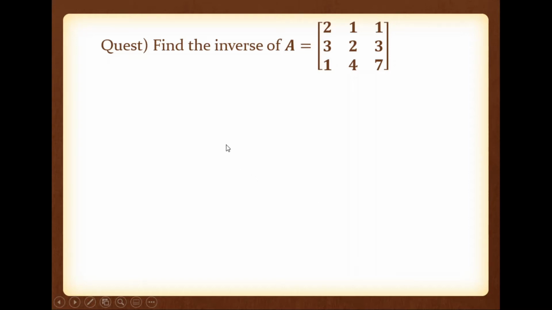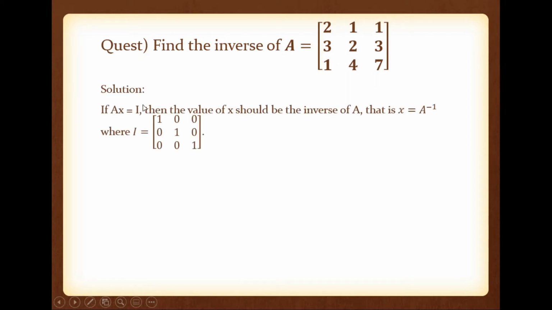What is inverse? Inverse means if you are multiplying A with another matrix X, then the product must be an identity matrix, right? So AX equal to I. If A into X is equal to I, then X is definitely the inverse of A. So X will be equal to A inverse. So that is the thing.